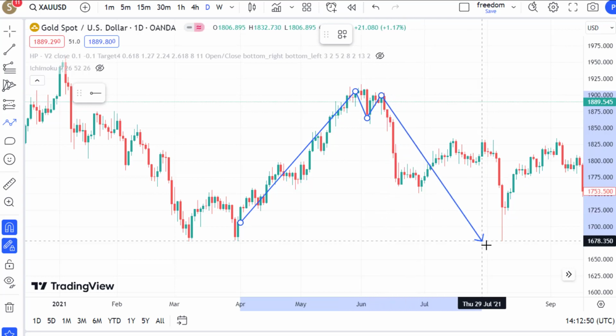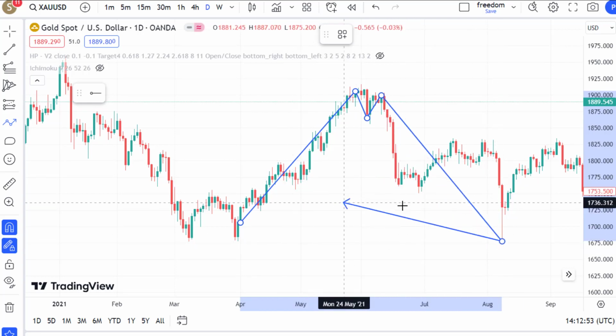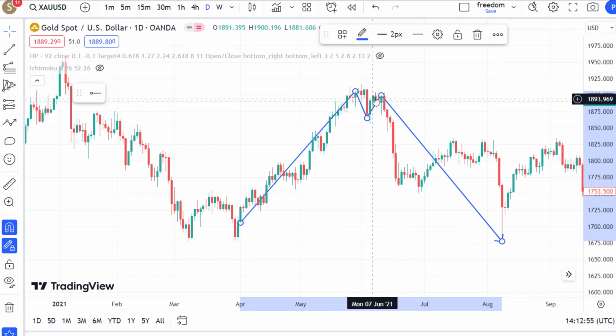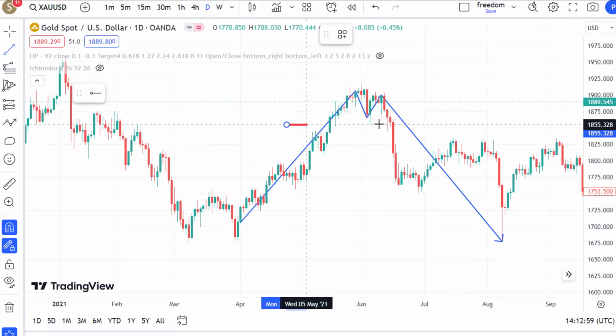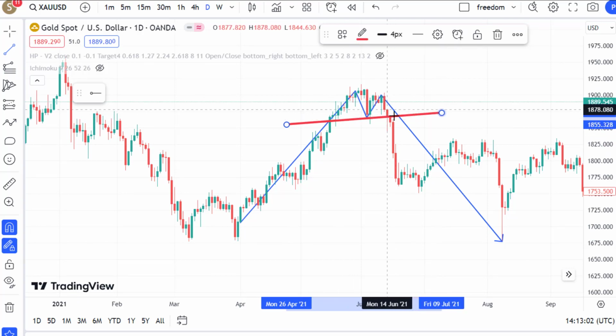The double top pattern suggests that buyers are losing their momentum and selling pressure is increasing. A break below the trough between the two peaks can signal a potential reversal of the uptrend into a downtrend.